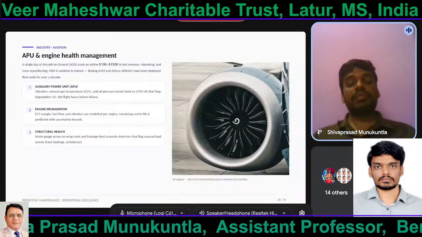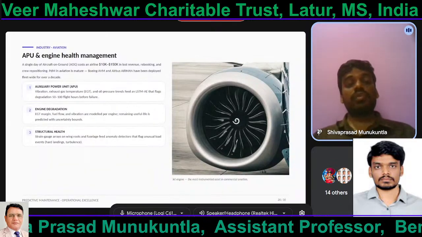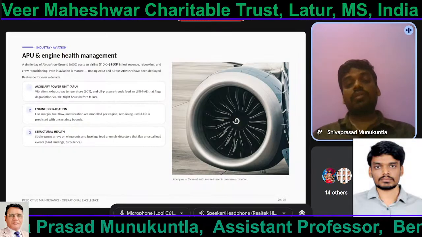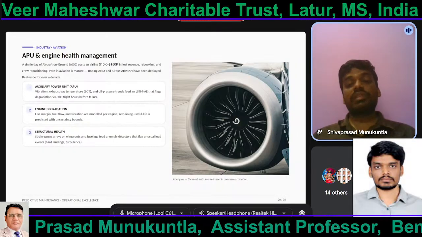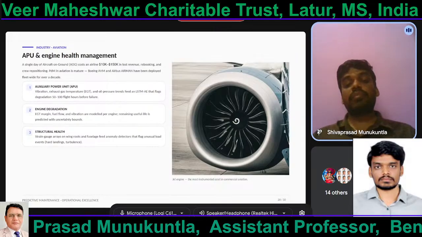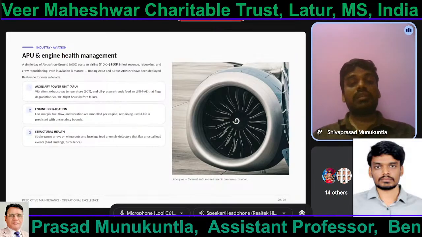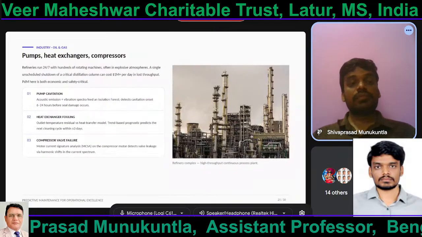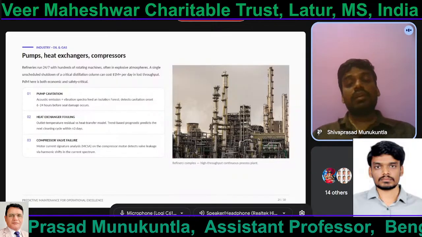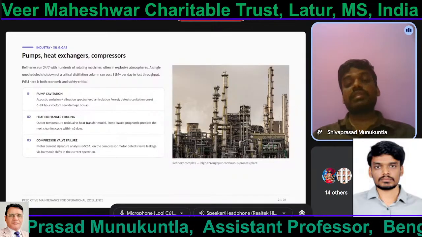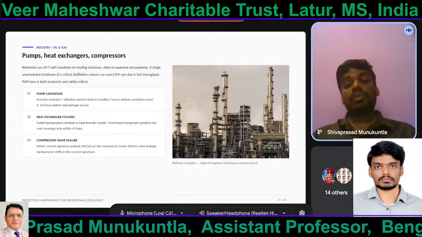So sensors are everywhere, they are observing. If anything is going to happen, they inform us before it happens, so that if the engine is about to fail, we will try to land early. Like that, it is helping us. It is mainly used in oil and pump oil also, because pressure and these things are very important to them.